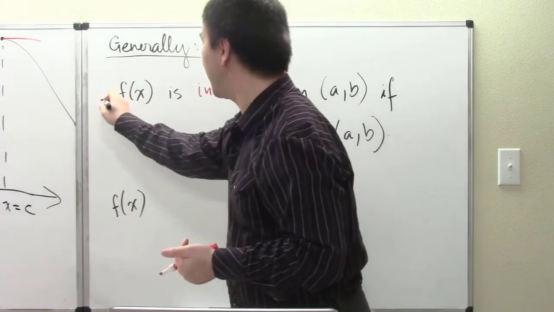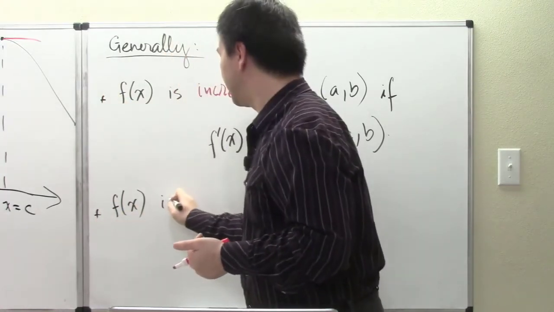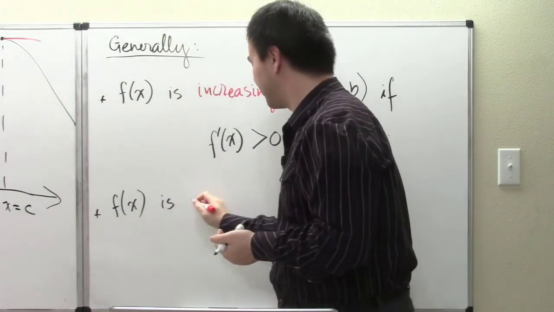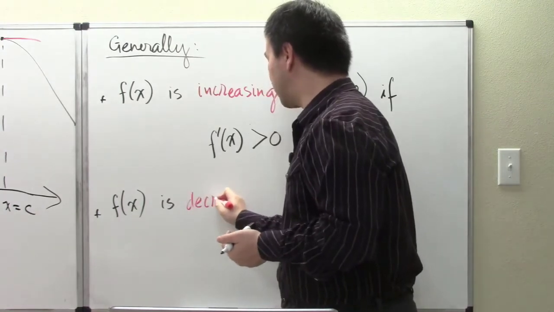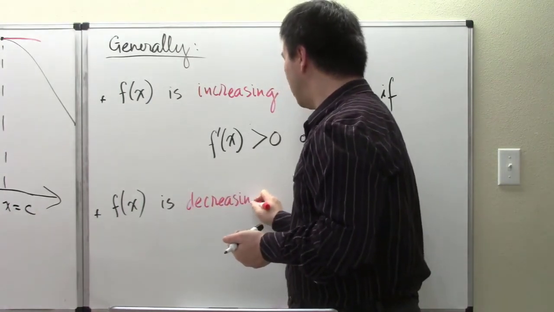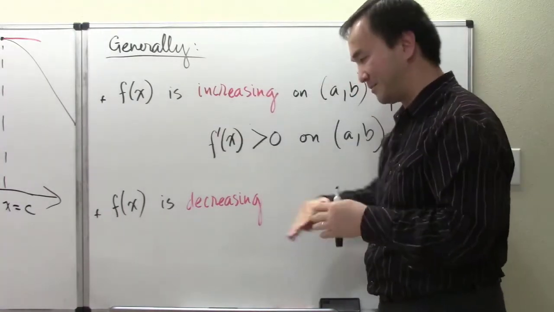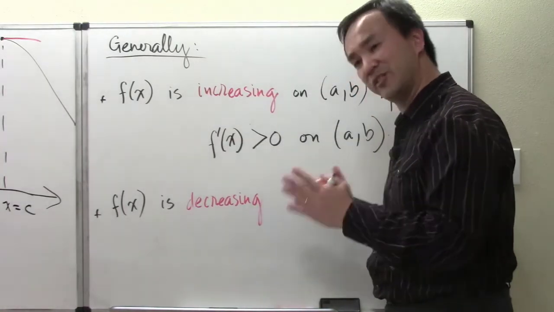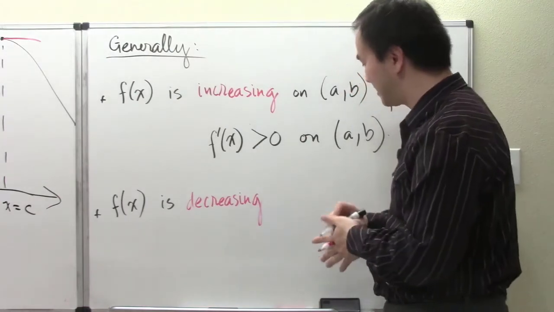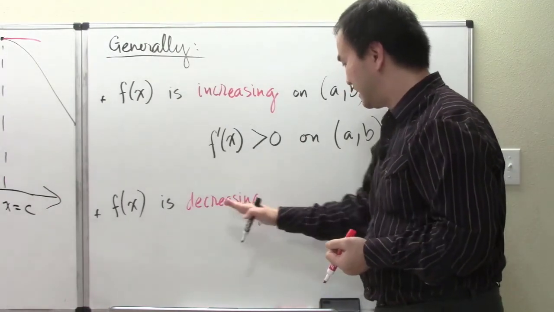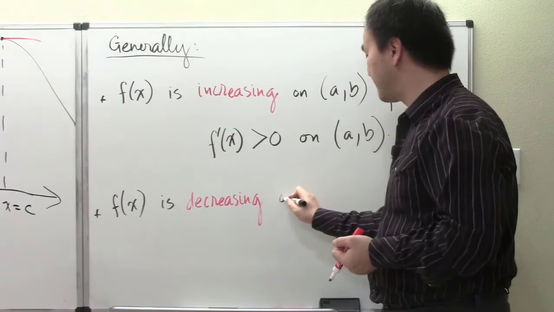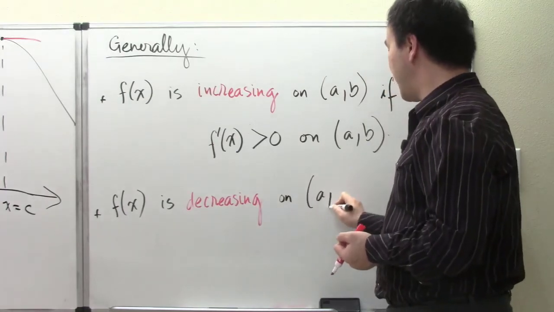And now the same way, generally f of x, the function is decreasing. I only explained what it means to be decreasing through the graph right here, rising or falling, without giving a formal definition. But hopefully you already had an understanding of what it was. So f of x is decreasing on an interval from a to b right here.